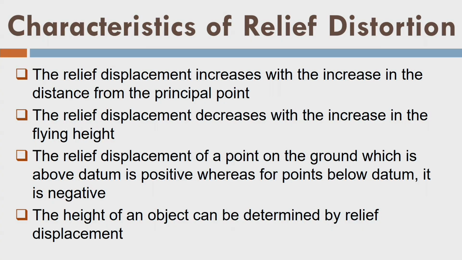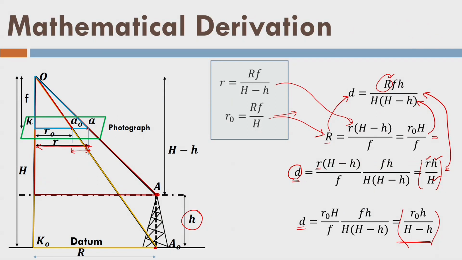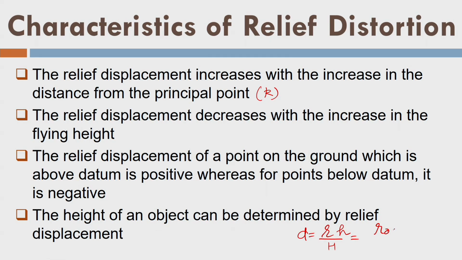So if you look at the characteristics, you can see that relief displacement increases with the increase in the distance from the principal point. The principal point is nothing but small k on the image. The relief displacement decreases with the increase in the flying height, because if you just see back, this is the expression we have, h upon H minus h here. So relief displacement of a point on the ground which is above the datum is positive, as I already explained, and below the datum is negative, and relief displacement decreases with the increase in the flying height. So if I increase the flying height here, the relief displacement will be lower, right?